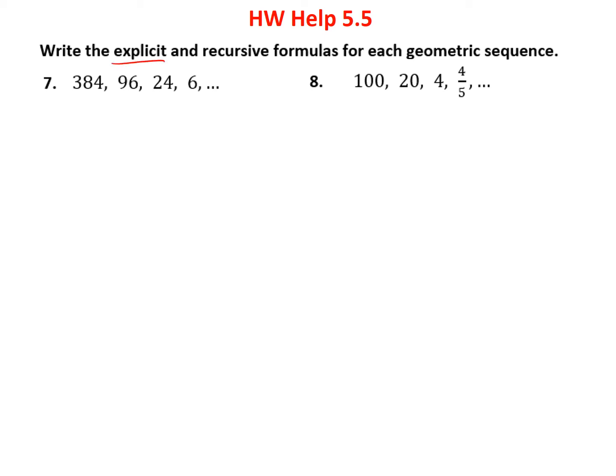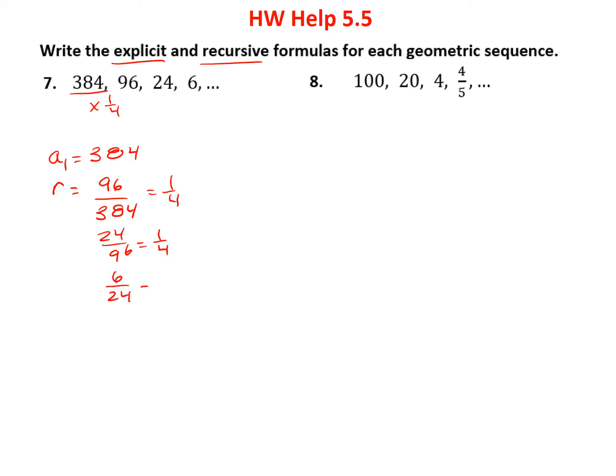We want to write the explicit and the recursive formulas for each geometric sequence. So first of all, our first term here is 384. What's our common ratio? Well, our ratio is going to be 96 divided by 384, which is going to be 1/4. You can see this again here. So this is times 1/4. And so likewise, 24 divided by 96 equals 1/4. And 6 divided by 24 equals 1/4. All right? So those are very simple.